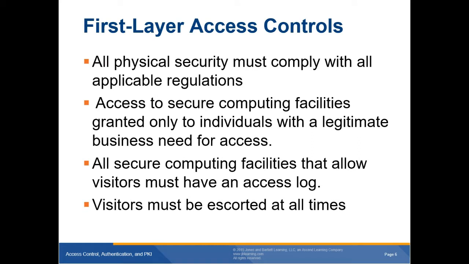One of the first layers of access control: all physical security must comply with all regulations. Access to secure computing facilities is granted. All secure computing facilities are allowed. Visitors must be logged in, and visitors must be escorted all the time. This is at your front door, the first layer.